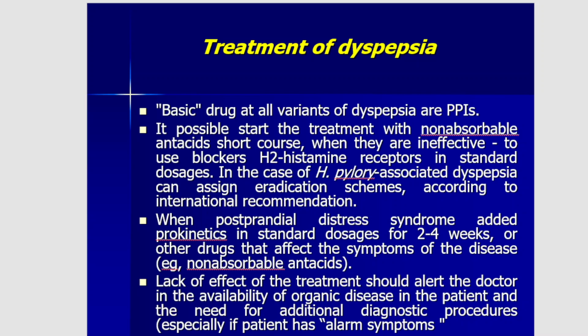When postprandial distress syndrome is present, add prokinetics in standard dosage for 2 to 4 weeks, or other drugs that affect the symptoms of the disease, for example, non-absorbable antacids. Lack of effect of the treatment should alert the doctor to the possible presence of organic disease in the patient and the need for additional diagnostic procedures, especially if the patient has alarm symptoms.